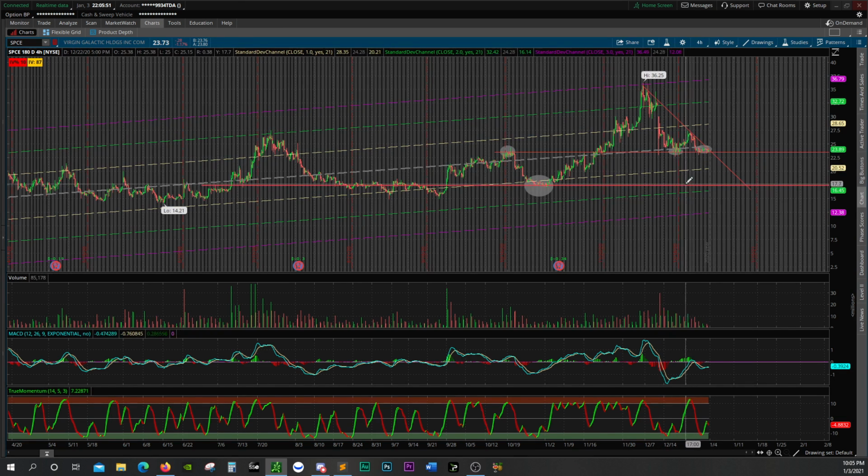I would wait on that personally. I don't like space at 23. I like space under 20. 17, 18 bucks is where I like it.